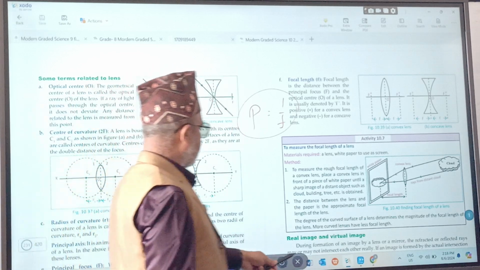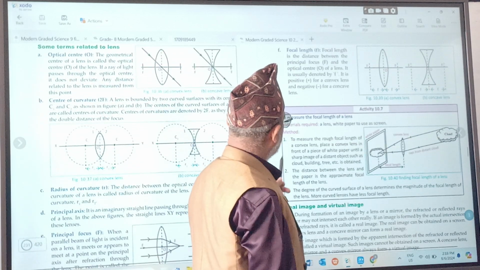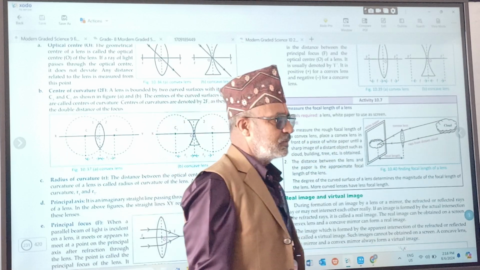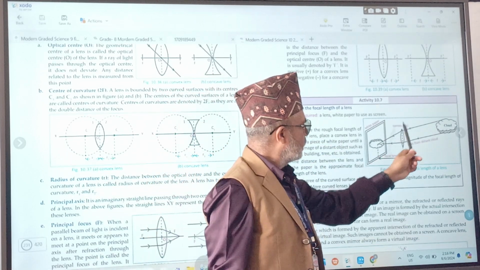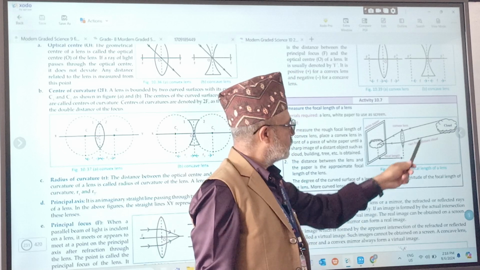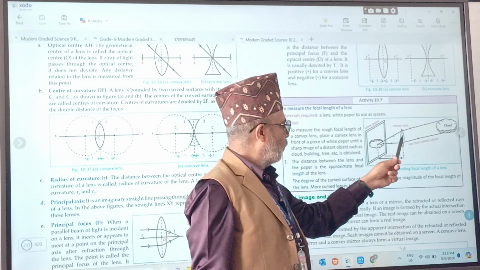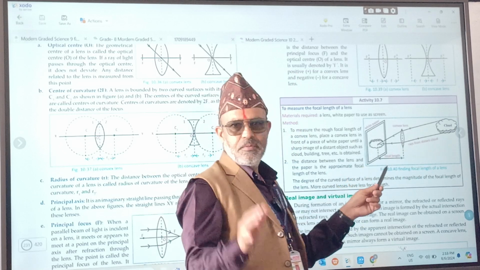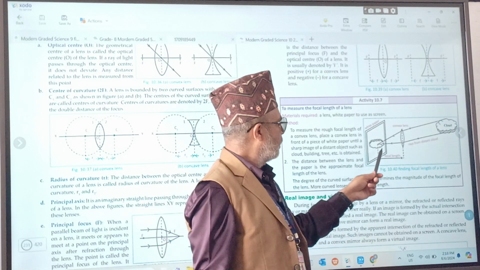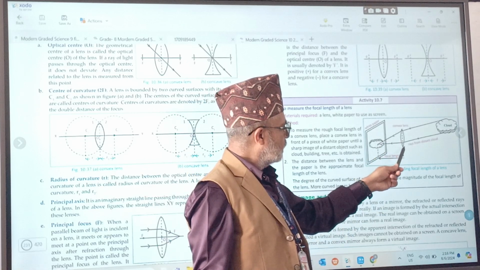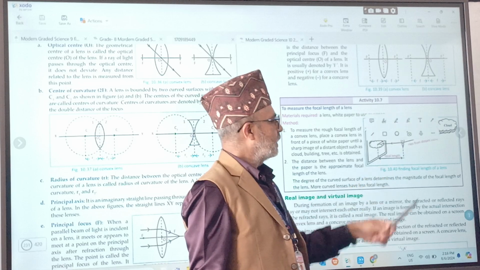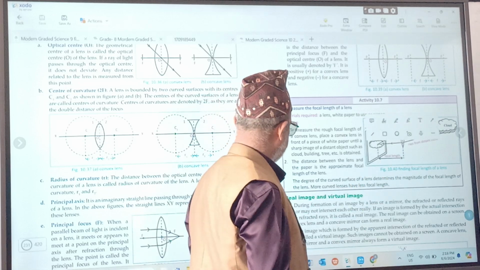Here is one minor experiment. It is to measure the focal length of a lens. So, what is kept here? Here is the lens, here is the object. Where is the image formed? The image is formed on the screen. When we measure the distance between the image and the lens, we get the focal length, right?